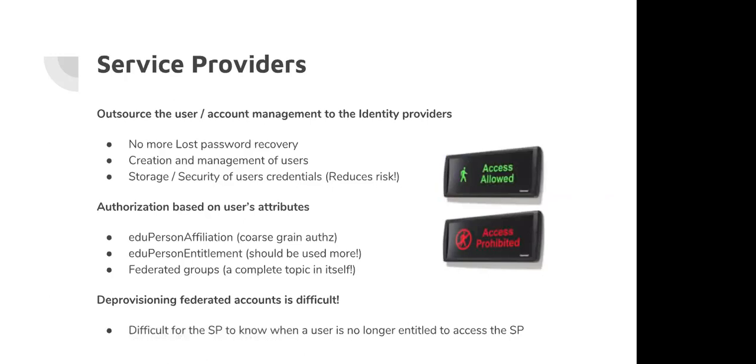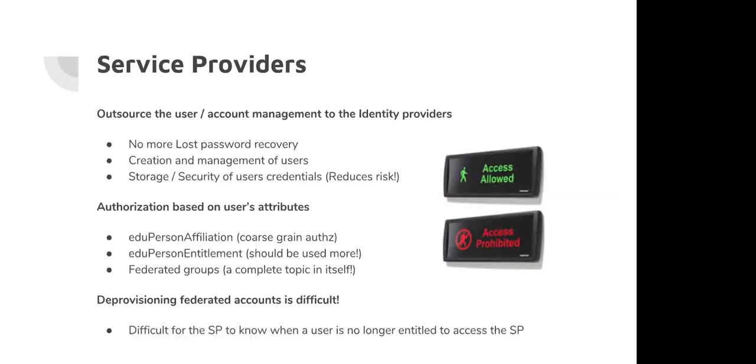Authorization can be based on users' attributes. The more information the user provides to the service through the identity provider, the better the authorization can be for that particular service. There are a couple of standard attributes that will help in this space. It's eduPersonAffiliation, which can give you some coarse-grained authorization about the type of user that's trying to log in. There's the eduPersonEntitlement. It's had very limited use in federations to date, but I think it should be used a lot more.